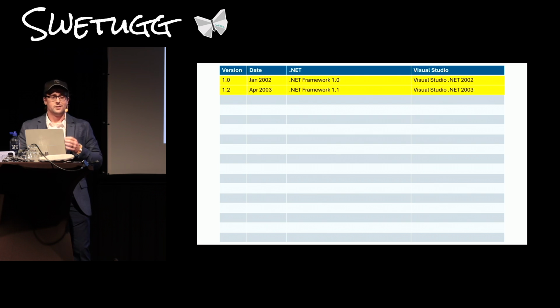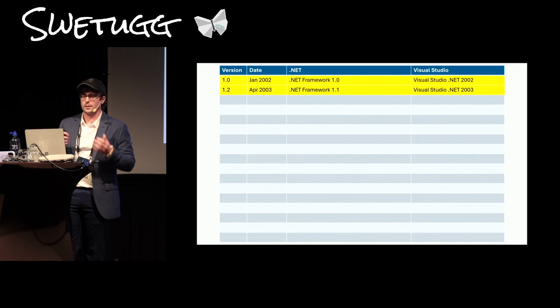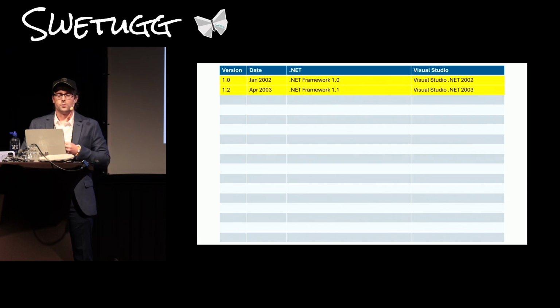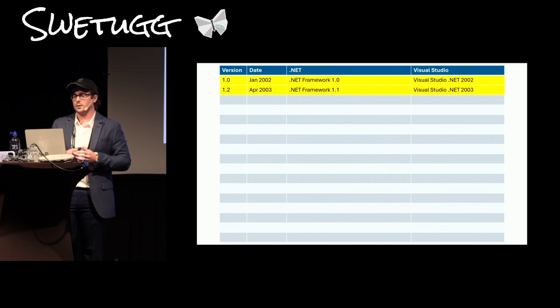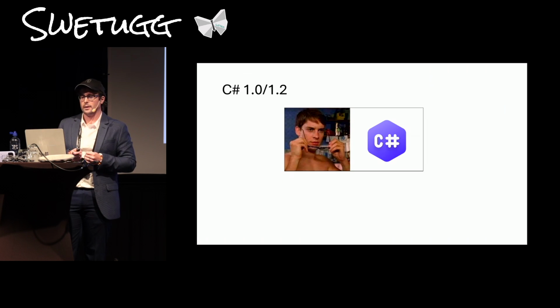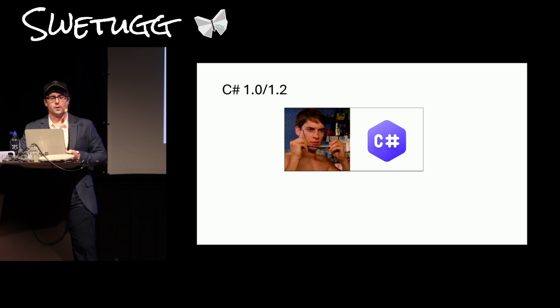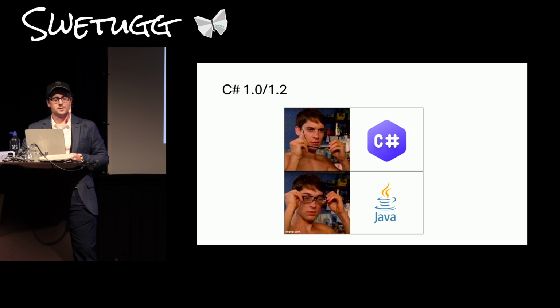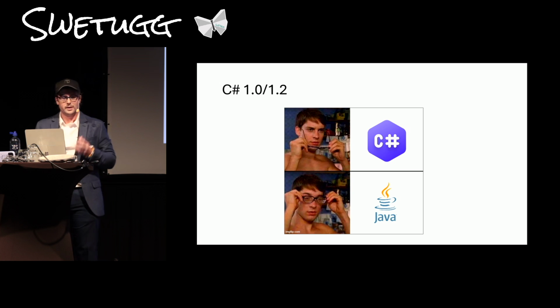It's called C# 1.1 in some places and 1.2 in other places, and I think it's because the .NET Framework was 1.0 and 1.1, so there was a little confusion around that. But if you look at the initial versions of C# and put on your glasses, it was very, very similar to Java. Some people would say a clone. There are some other features in C# that are not in Java, but it was extremely similar.